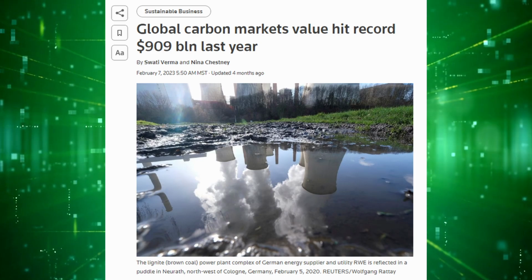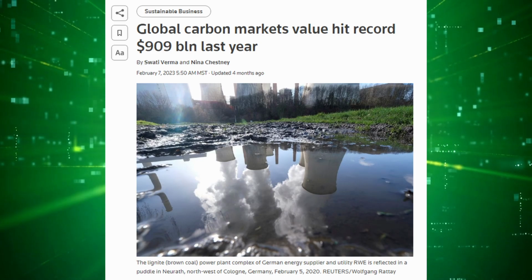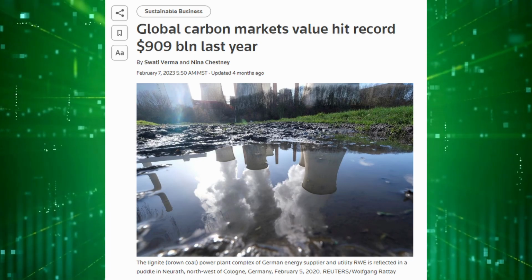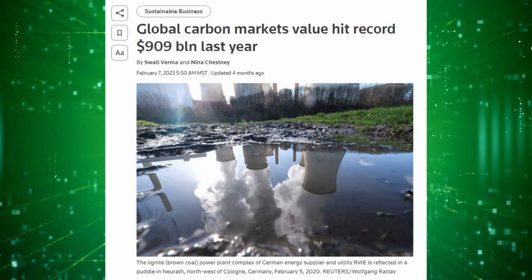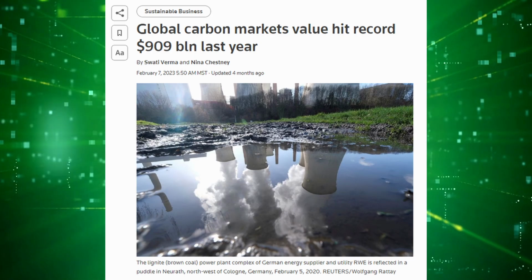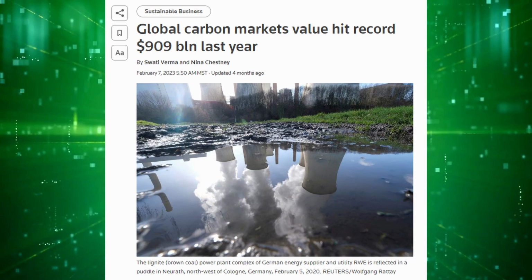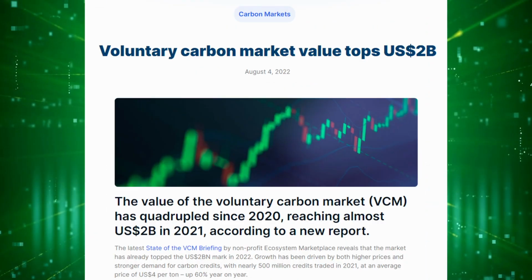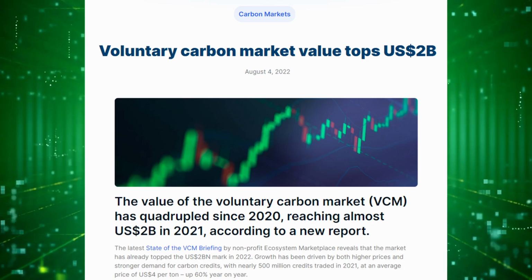In closing, it's worth mentioning the difference in size of compliance markets versus voluntary markets. The EU market was valued as highly as around 900 billion last year, and the Californian market was around 20 billion as of 2022. So these markets dwarf the size of the voluntary carbon markets, which in total, around the globe, are valued at around $2 billion. And personally, I think that's where the best potential investment upside can be found.